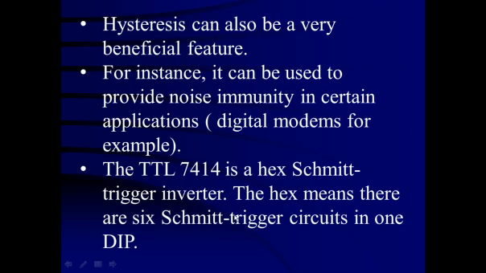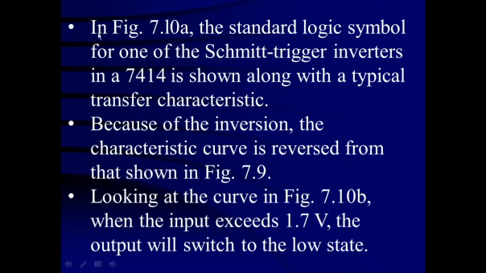So, there are 6 Schmitt trigger circuits in one DIP, dual inline package. In figure 7.10a, a standard logic symbol for one of the Schmitt trigger inverters in a 7414 is shown along with a typical transfer characteristic. Because of the inversion, the characteristic curve is also reversed from that shown in figure 7.9. Looking at the curve in figure 7.10b, when the input exceeds 1.7 volt, the output will switch to the low state. So, here there are two things you have to understand.